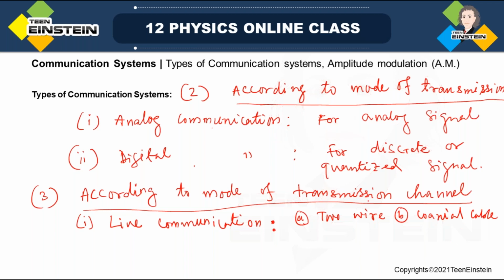These are actually according to the mode of transmission channel. Channel means the medium we use for communication. Either two wire we use, or we use coaxial cables, or the third one, which is nowadays very much popular, is the optical fiber.